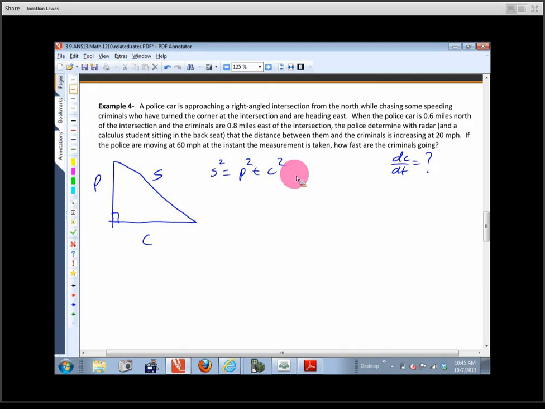Now, I'm going to go through and do this problem a couple of different ways. Here's what I'm going to do. I'm going to write c squared equals s squared minus p squared. Is that okay? And then let's go ahead and differentiate. Watch what we get. And watch the uniformity that we were talking about when we did the chain rule. dc/dt times 2c. I just wrote the dt out front. Let me do this so they all look the same. 2c dc/dt equals 2s ds/dt minus 2p dp/dt. Nice and uniform. Okay, what can we get rid of?